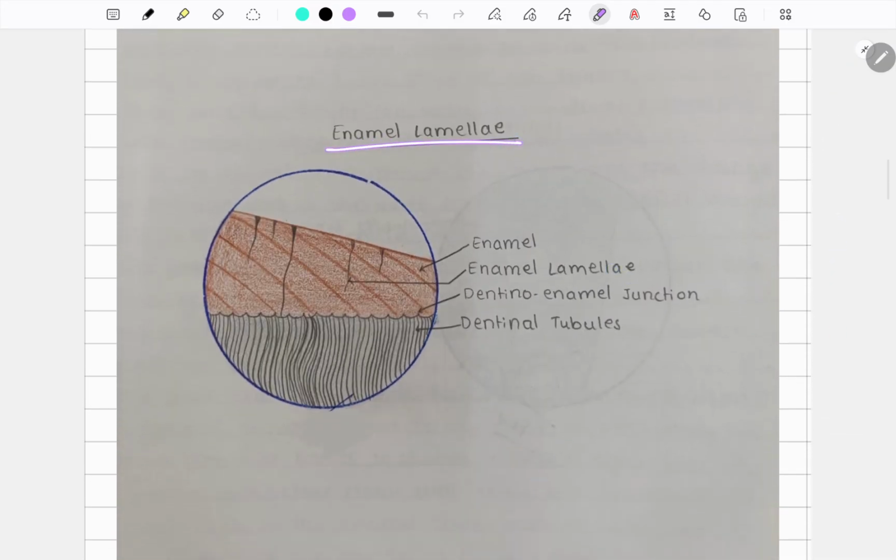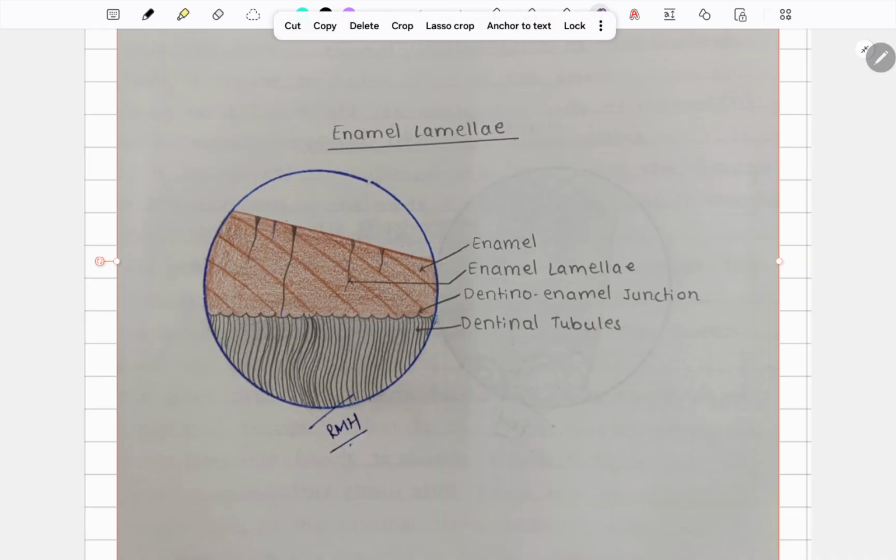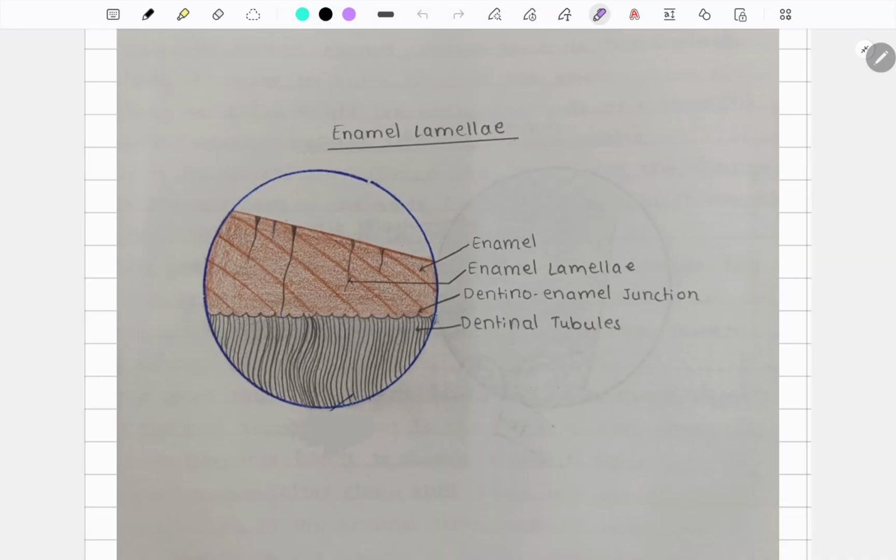Moving on to next, enamel lamellae. What is enamel lamellae? Enamel lamellae is a thin leaf-like defect which extends from the surface to the DEJ. This is DEJ. It extends from the surface to the DEJ. It may even cross the DEJ, touch the DEJ, or not even touch. It contains organic material or air, which is visible in longitudinal sections.